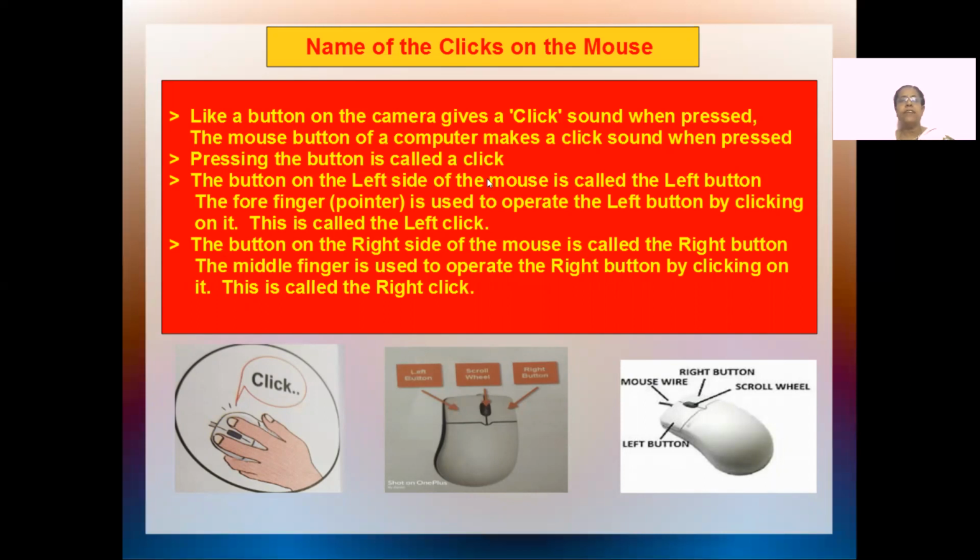So the button on the left side is called a left button. We use the pointer finger or the forefinger to operate this left button, and when we click on it, it's called a left click. So also we have a right click. The right side of the mouse button is called a right click. We use the middle finger to operate this right click, and by clicking on it, it is called a right click.